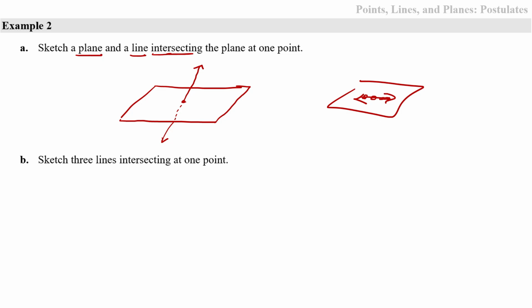For letter B, it says sketch 3 lines intersecting at one point. Okay, so let's go ahead and draw that one point. And all 3 lines have to intersect that point. So here is one line. Well, I should say that's a segment, and that's a segment, and that's a segment. How can we make them lines? Well, we need to put arrows. Okay? We need to put arrows to make that a line. This one is going to become a line, and that one becomes a line because lines go on forever.